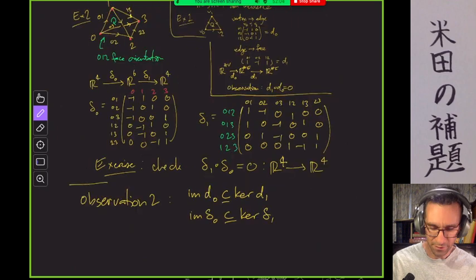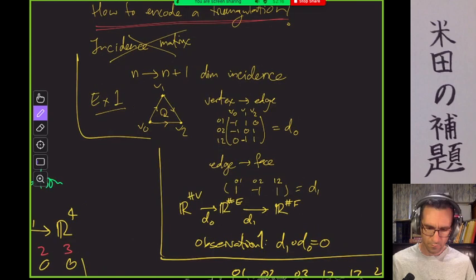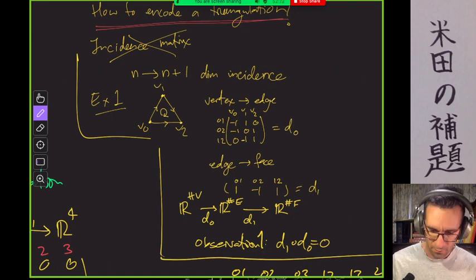Observation 1. Zoom back in. So I'm going to annotate this with color. So what am I doing?